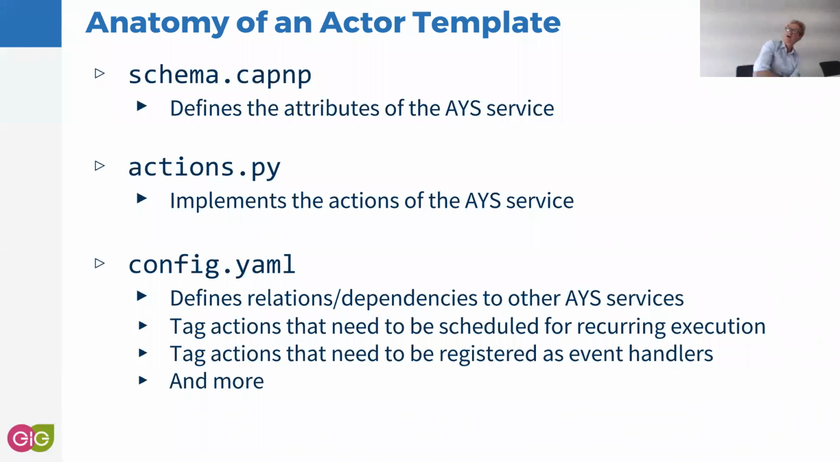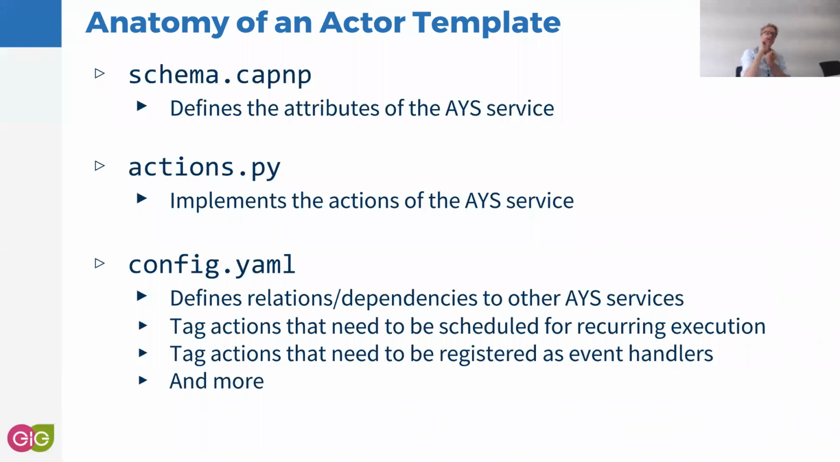Because if you say, I have this AYS service representing a CRM application, most probably you will have other AYS services that need to get spun off to monitor every single component that is used in the CRM application. And this relationship is defined in the config file. Maybe a little bit unexpected, but it is very logical. Even in the config file, you can schedule recurring jobs.